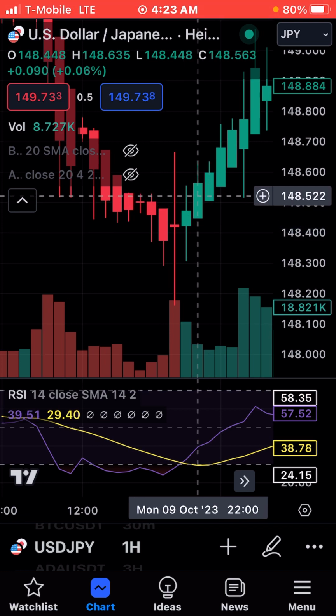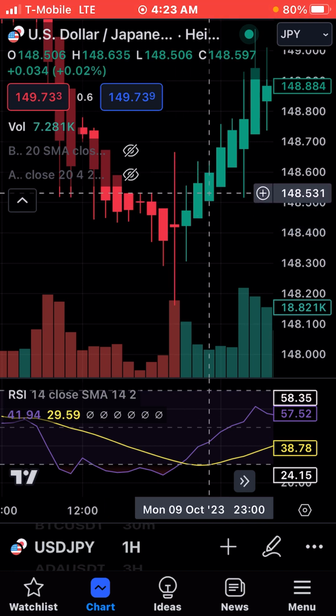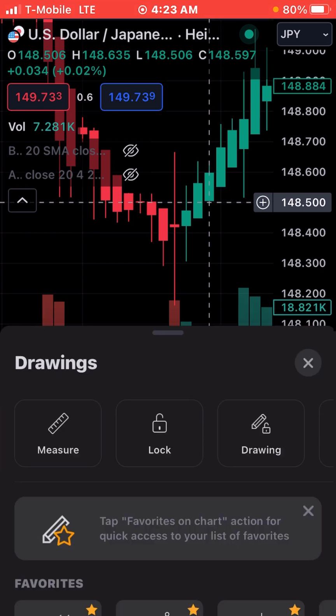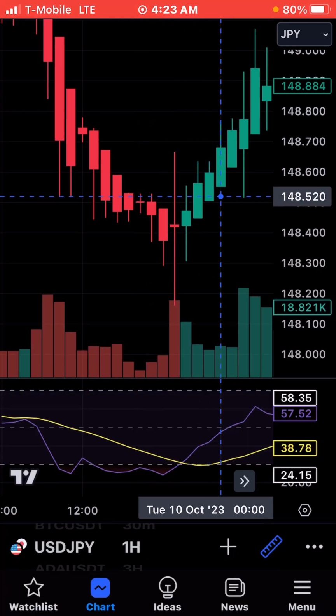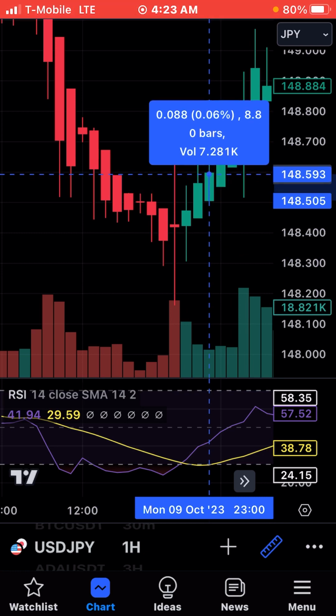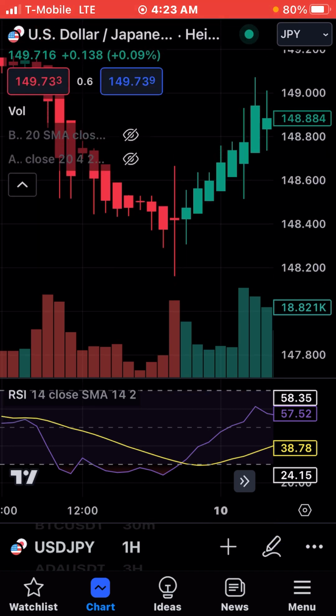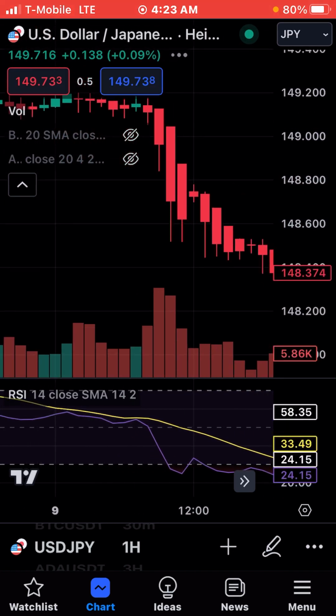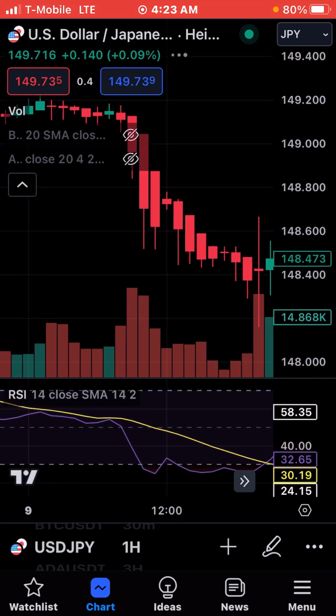This wick is longer than this wick, so I would have got in on this candle, this third candle right here, and I would have ridden it out, and I would have made 85 pips. Now let's just see what the strategy would be on a downtrend.